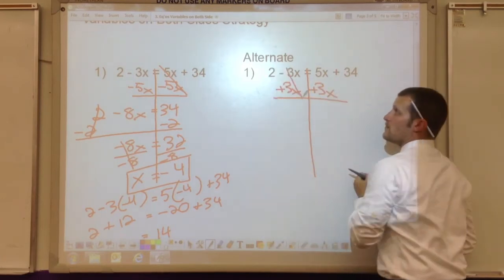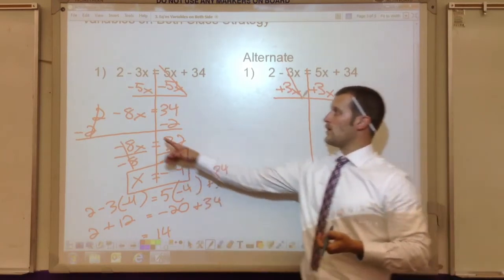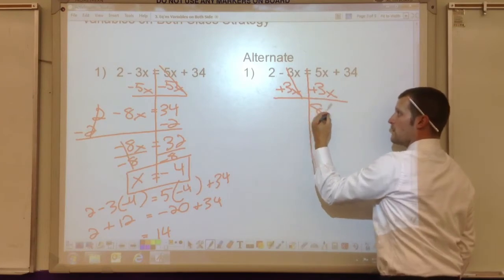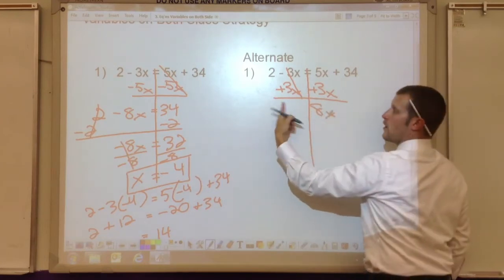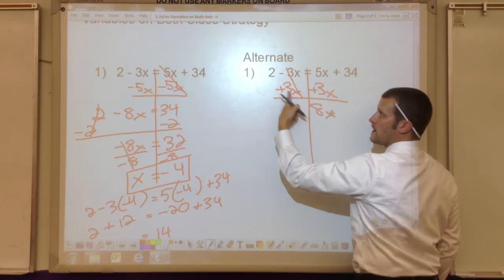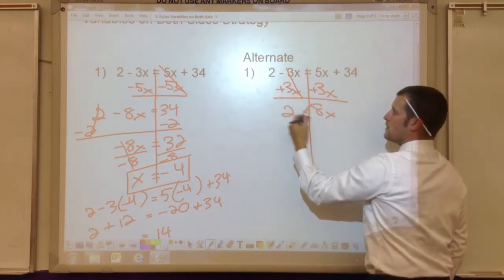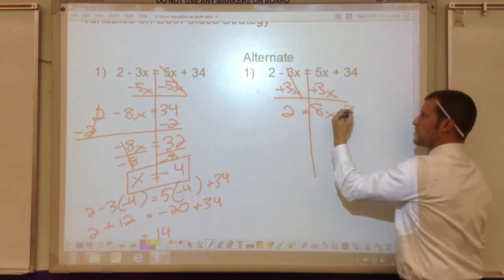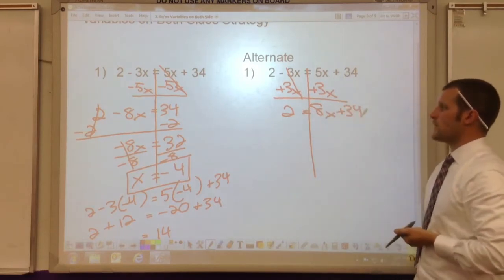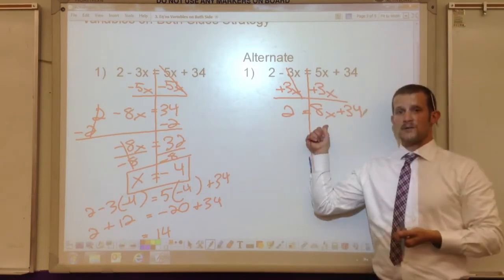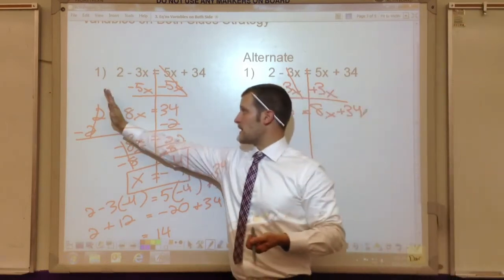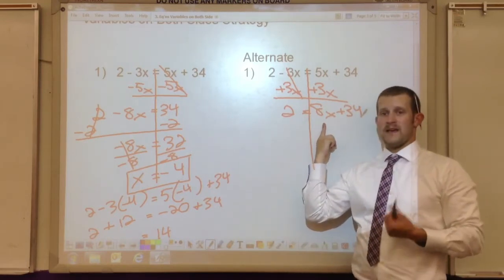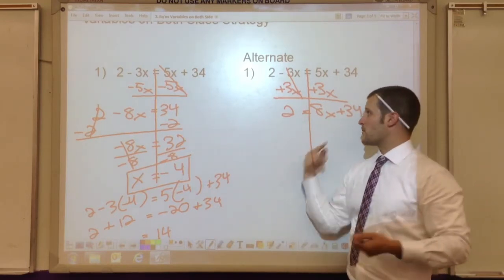These cancel because my real goal was to get all the x's on one side. Well, all my x's now are on this side. Over here, all I have left, these are gone, is 2. And here I have 8x. I still have this plus 34. So, it doesn't matter which side you take the x's to. You can take them to the left, you can take them to the right. I will always choose to do it how it makes them positive, but it doesn't matter, they both work.